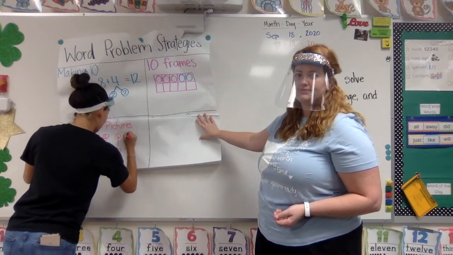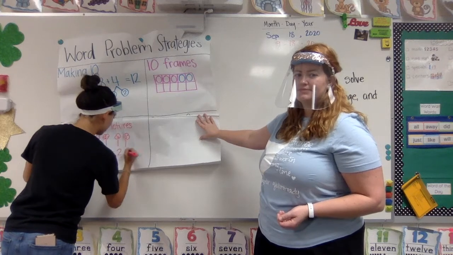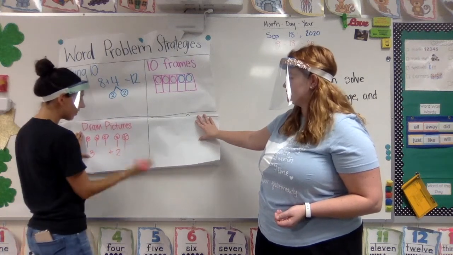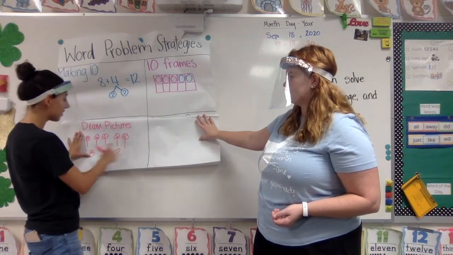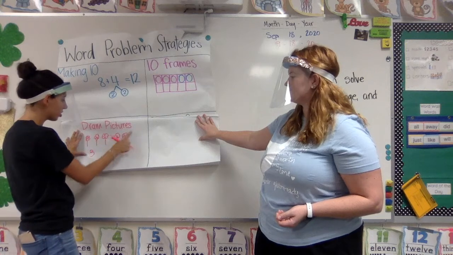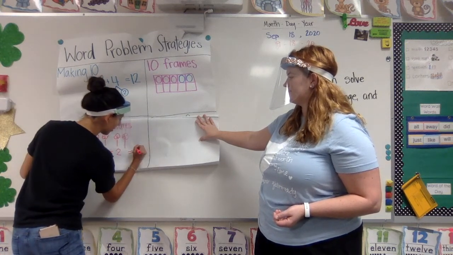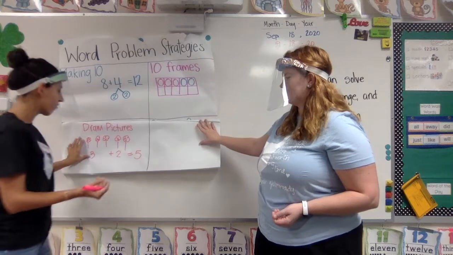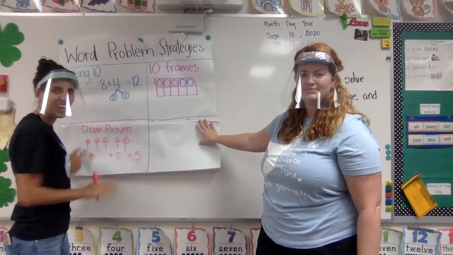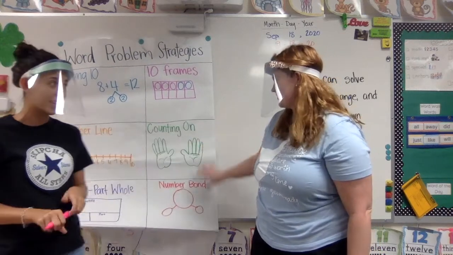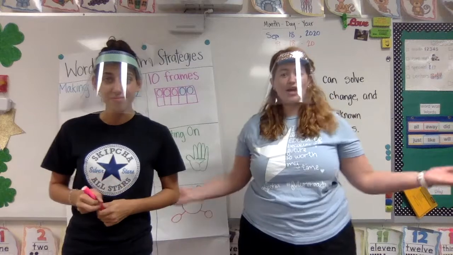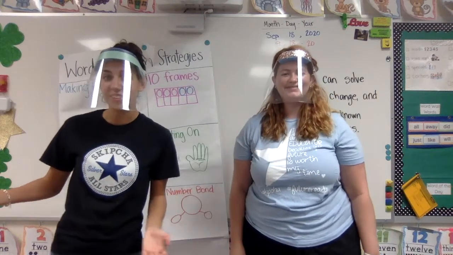So I might have 3 plus 2. So I could draw 3 flowers and then add 2 flowers. And then at the end, I would just count my picture. So I count 1, 2, 3, 4, 5. And I would know that my problem would equal 5 flowers because I have pictures to count to help me figure out what's happening. All right. Well, I think we should start with some word problems. Oh, I think so too.